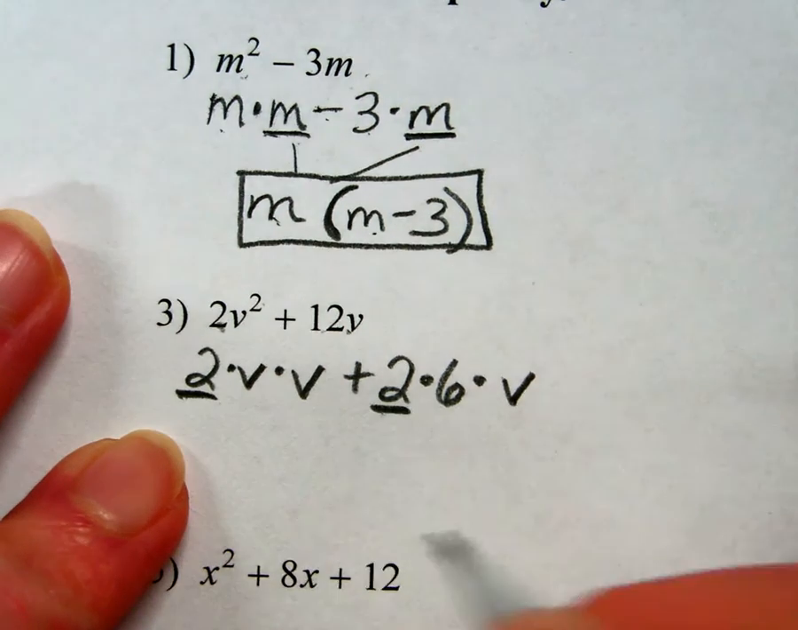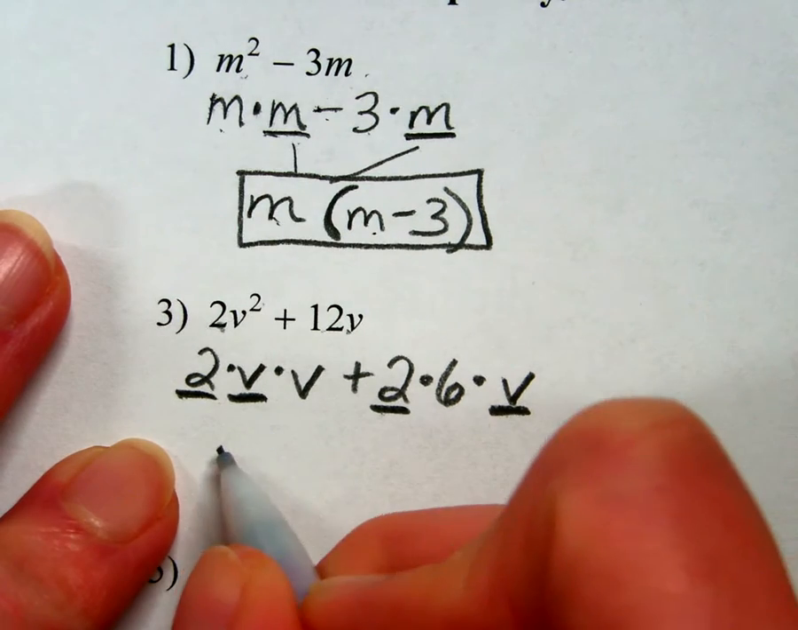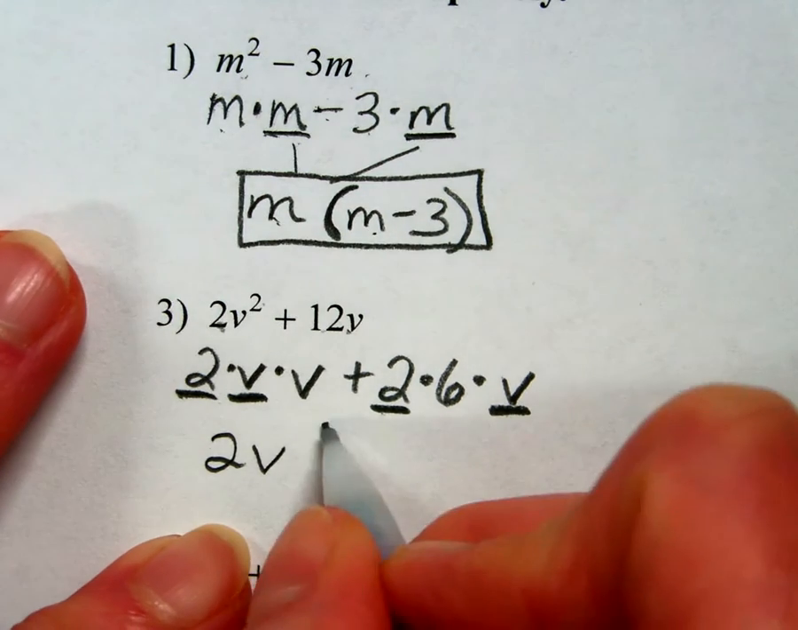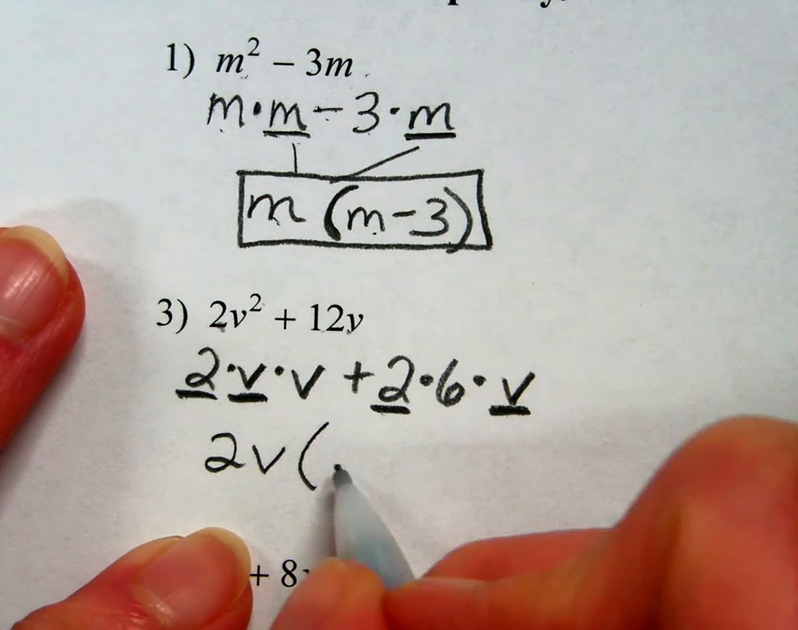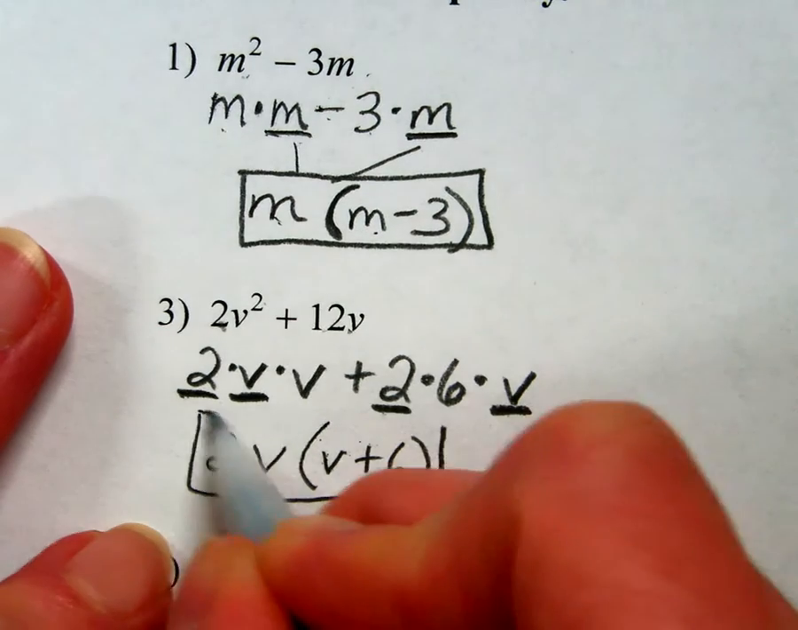So both terms have a 2 that I can take out, and both terms have a v that I can take out. So 2v will go on the outside of the parentheses, and then what I have left is v plus 6 that will go on the inside.